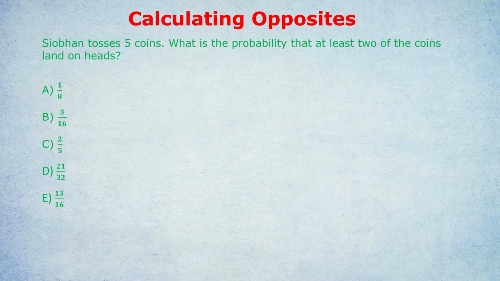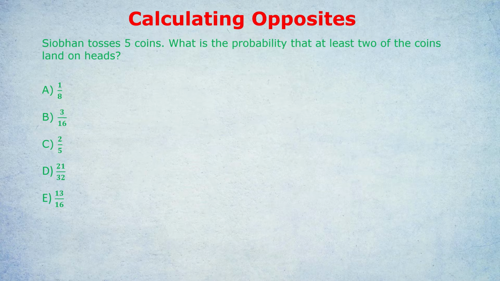Here's another example of a similar idea. Siobhan, that's how you pronounce it by the way, I think it's an Irish heritage name or Gaelic. Siobhan tosses 5 coins. What is the probability that at least 2 of the coins land on heads? Now here, calculating the opposite is still the best idea. It's not super simple like it was in the previous question, but it's still better than the alternative. What do I mean? Getting at least 2 heads could be done by getting 2 heads, 3 heads, 4 heads, or 5 heads. Whereas the opposite, not getting at least 2 heads, would be getting 1 head or 0 heads.